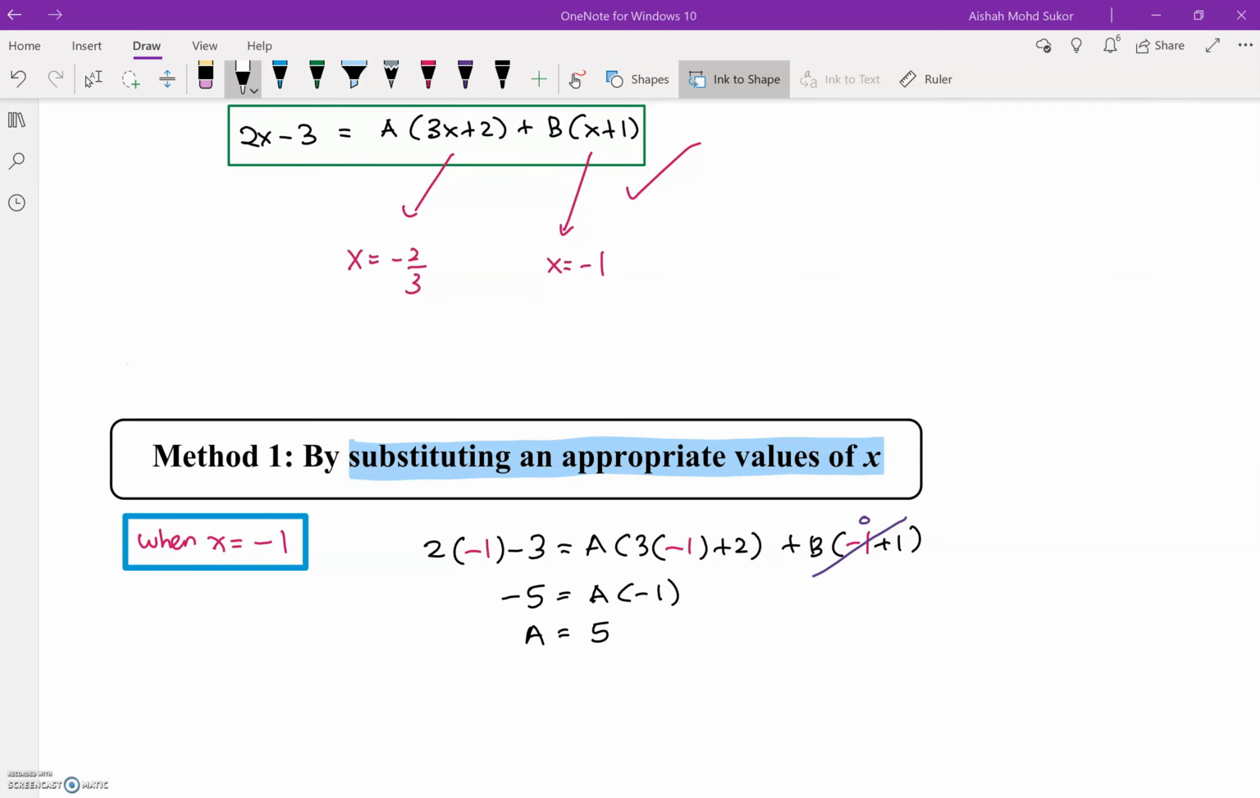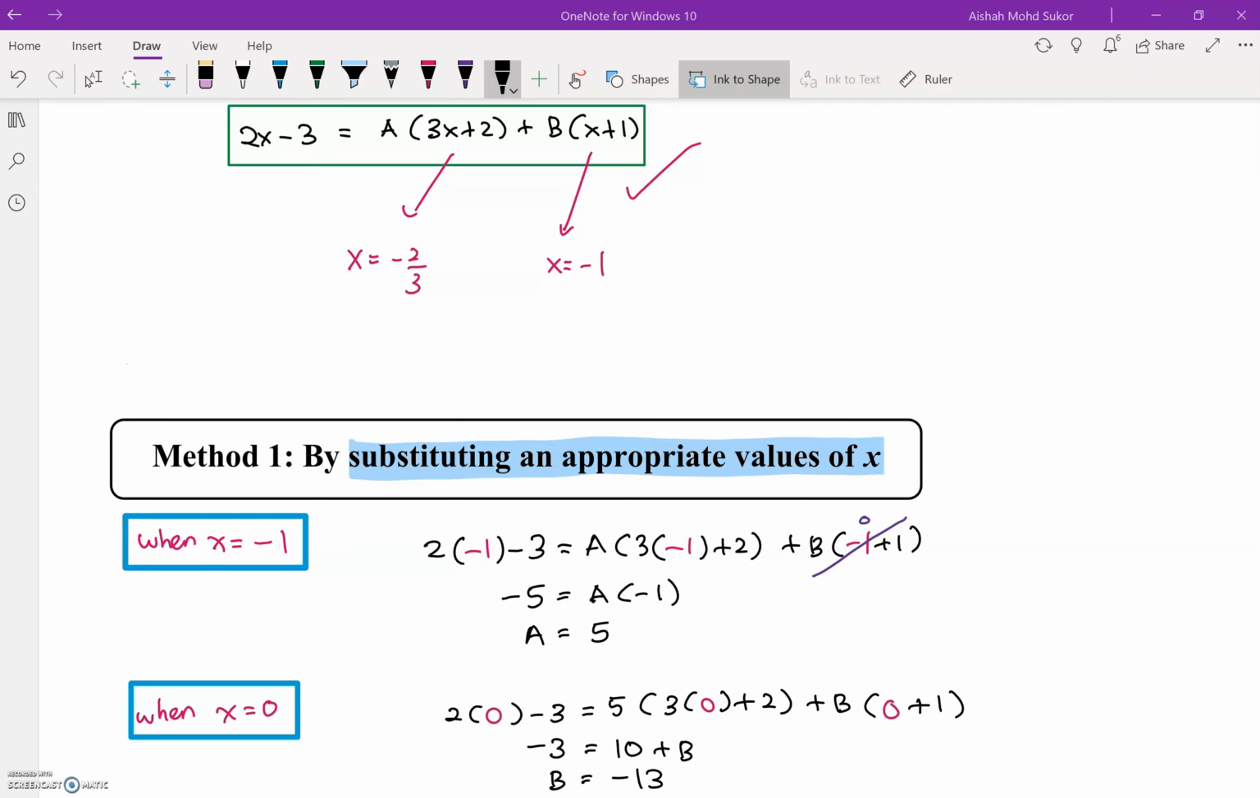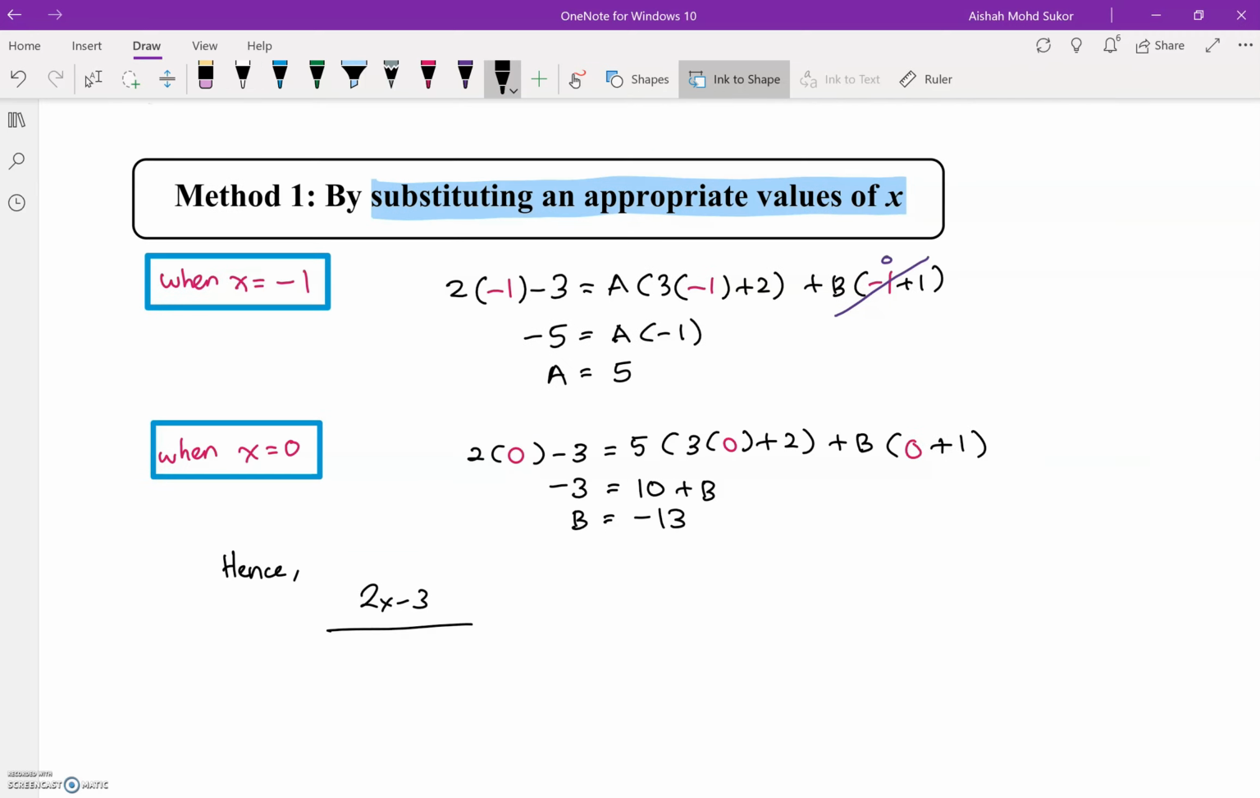To find B, you can either use x equals -2/3 or any value of x that you want to use. Why? Because you only have one more constant left. So here, instead of using x equals -2/3, I am going to use x equals 0. So B is equal to -13. Hence, this is the partial fractions.